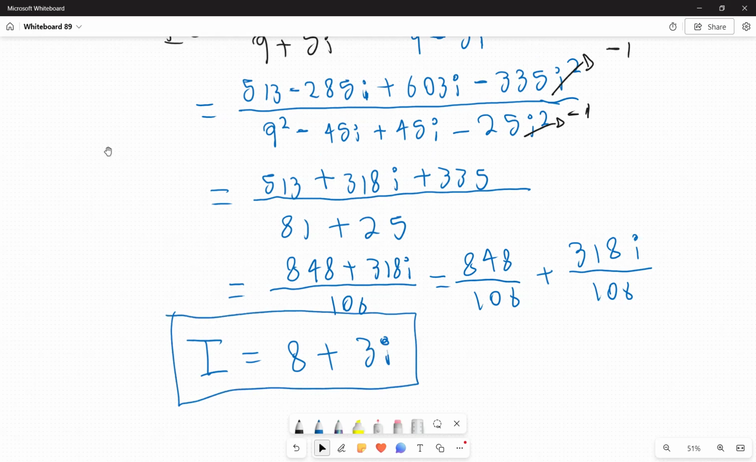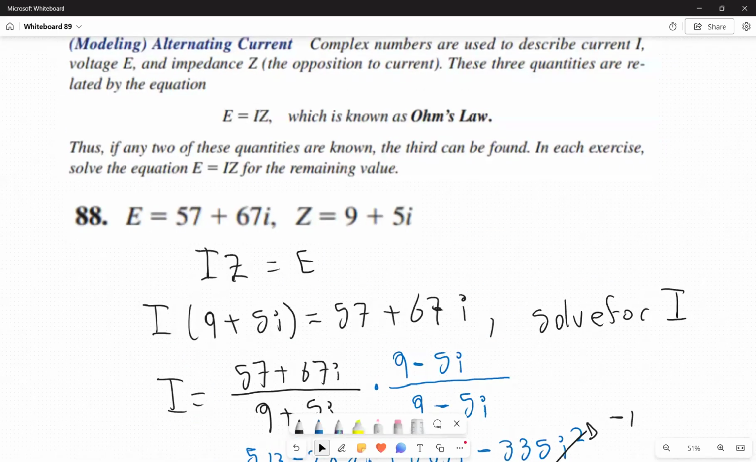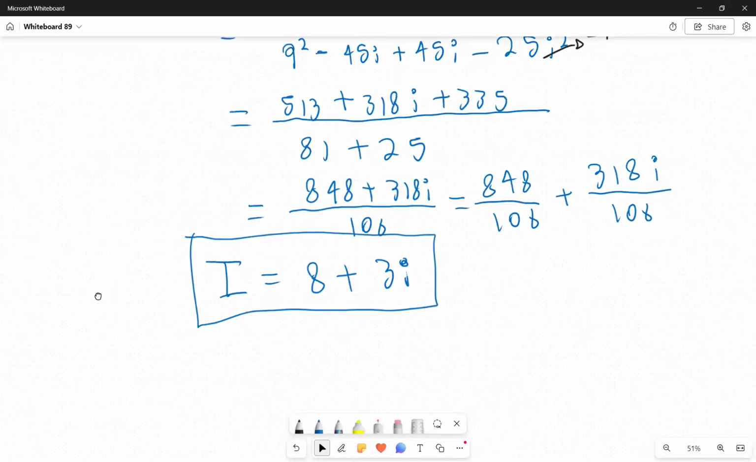And that's it. So the value of I, the current, is 8 plus 3i.